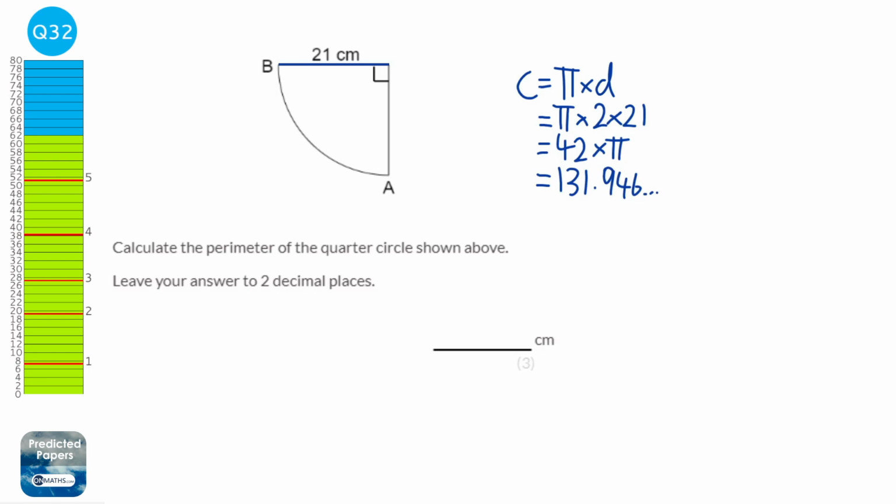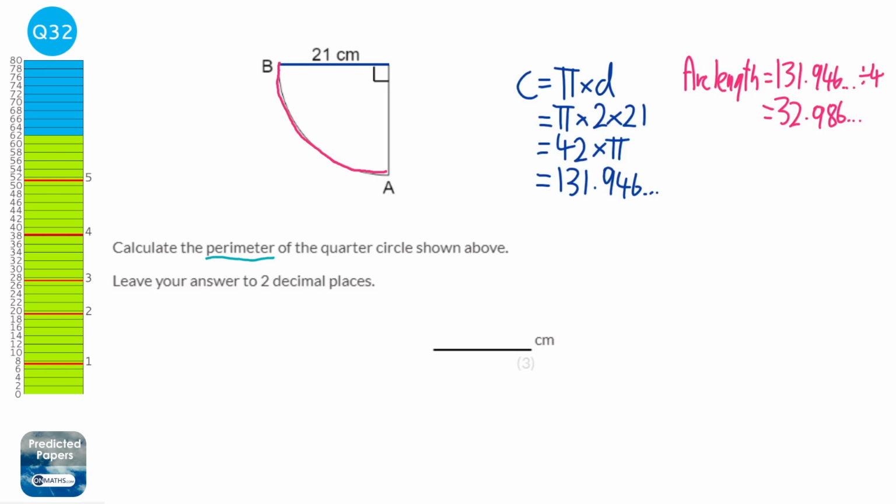Now we don't have a full circle here. We've got to work out what fraction of a circle we have. Well, we obviously have a quarter of a circle. So to find the arc length, which is this part here, it's like a part of a circumference, what we're going to do is just get that circumference and divide it by 4. So we're going to get the 131.946 blah blah blah and divide it by 4. When we do that, we get 32.986 blah blah blah.